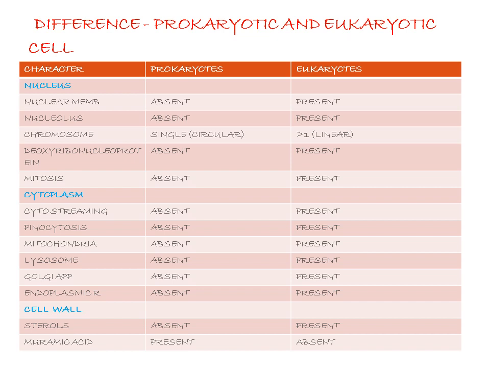Now coming to the cytoplasm. Cytoplasmic streaming, pinocytosis, mitochondria, lysosome, Golgi apparatus as well as endoplasmic reticulum. All these are absent from prokaryotes, but they are present in eukaryotes. We'll go into the detail of each of these structures later on. Coming to the cell wall, sterols are present in eukaryotes, not in prokaryotes, and muramic acid, which is a typical structure of the prokaryotic cell wall, is absent from the eukaryotic cell wall.